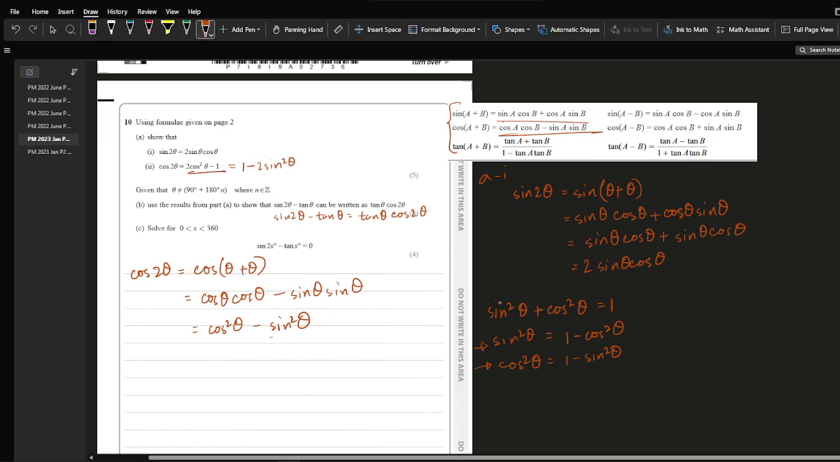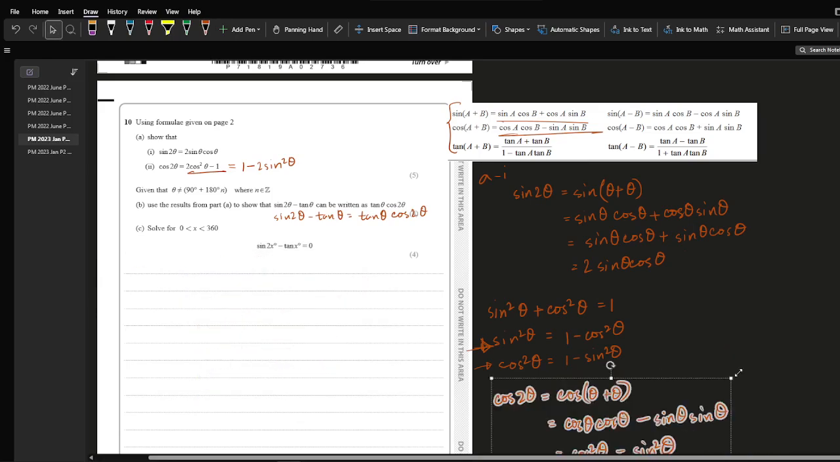So since we have to convert sine square theta into cos square, we are going with this one: cos square theta minus (1 minus cos square theta), cos square theta minus 1 plus cos square theta, 2 cos square theta minus 1. So that solves our first question A. Let's look at B.